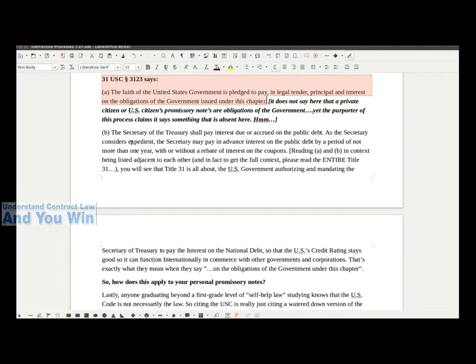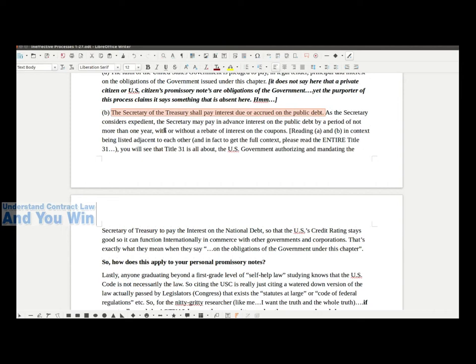Part B, the Secretary of Treasury shall pay interest accrued on the public debt. Okay, this is just what we're talking about. When the United States government goes into debt, takes out loans from the international banks, the Secretary of Treasury shall pay interest due. As the Secretary of Treasury considers expedient, the Secretary may pay in advance interest on the public debt by a period of not more than 1 year, with or without a rebate of interest on the coupons.